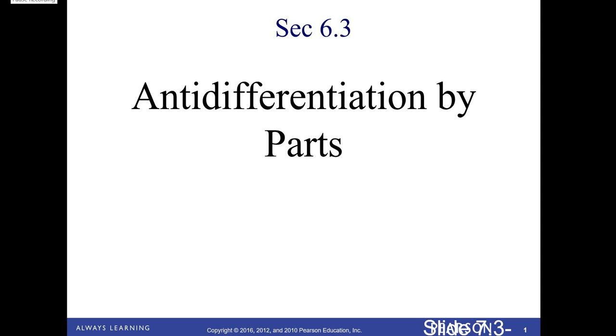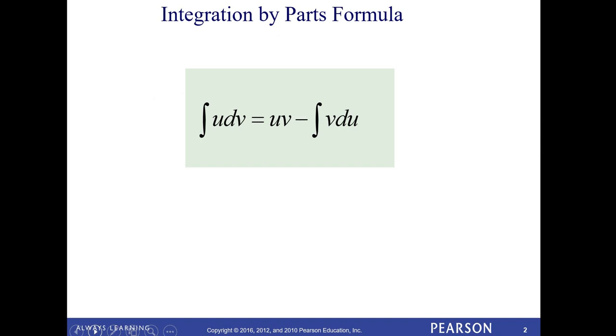Section 6.3 is anti-differentiation by parts. This is the rule that we're going to use when we have an integral that has two parts to it that we can't integrate using U substitution, and that we need to split up somehow. So we'll do an example and this will make sense, but get that into your notes.